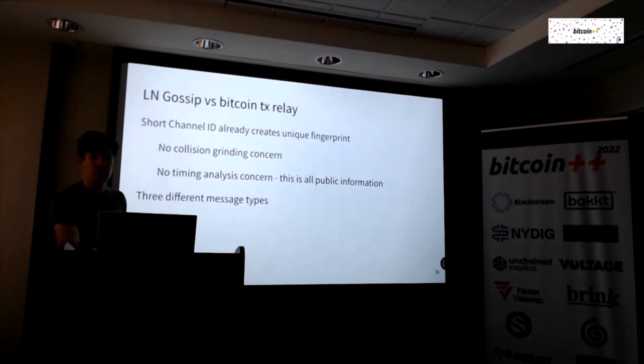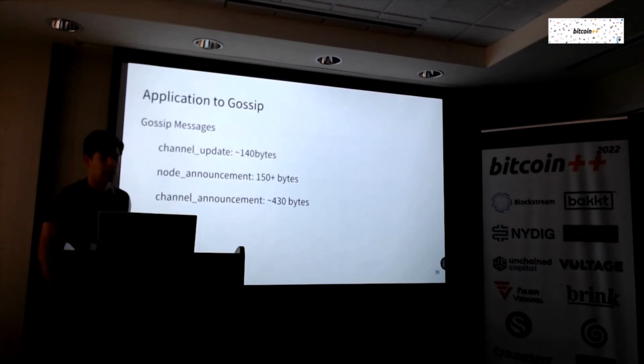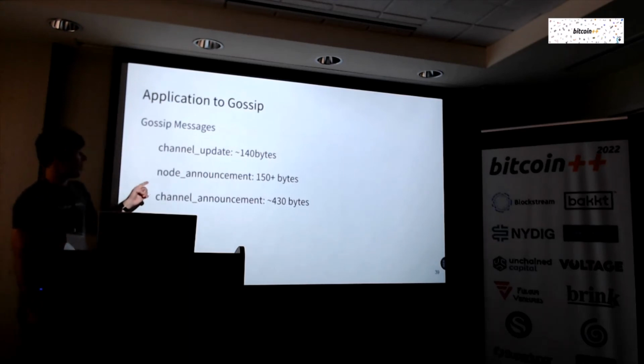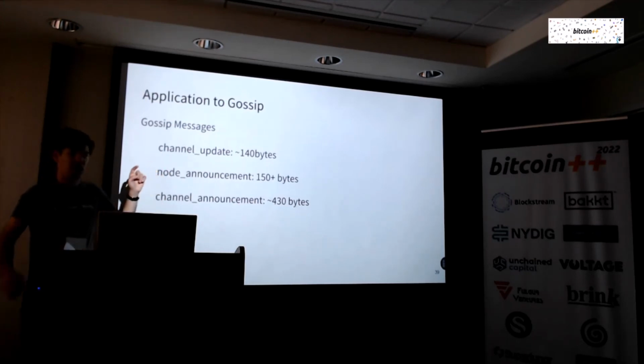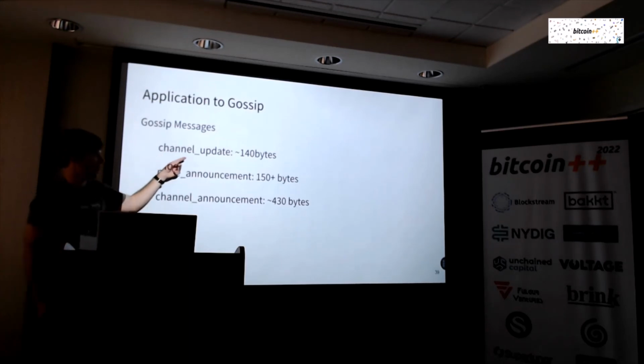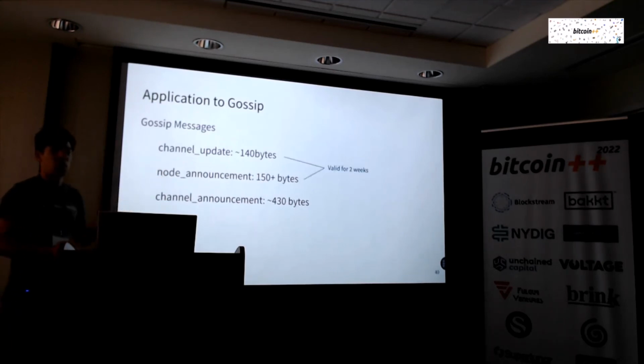Also, we don't just have a single data type. We have 3 different messages that we want to relay: the channel update, the node announcement, and the channel announcement. Of these, the channel update, that's your fees, whether the channel is active or disabled, what the maximum HTLC it can support, that sort of thing. That's 97% of the network traffic, so that's the big one that we want to make more efficient. But also, these top 2 are only valid for a 2-week period, so these are repeatedly broadcast.